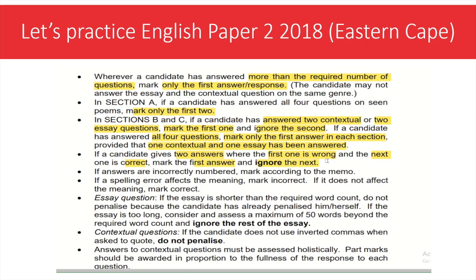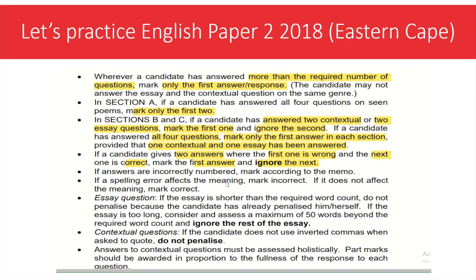So for example, let's say they say identify the figure of speech, and you say, obviously this is completely out of context, metaphor / personification. And personification is actually the correct answer. The marker has to ignore that. Then you need to mark, or the people need to mark according to the memo.